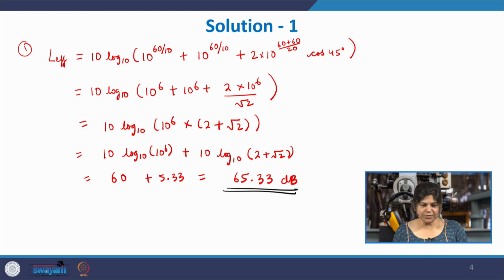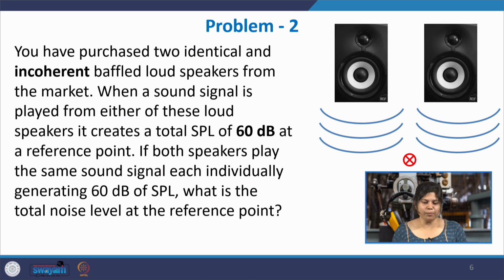Now, what happens when we have the same problem, the same two speakers which are baffled, which means they generate a spherical wavefront, and they are incoherent in nature? The sound signal is played where individually it generates 60 dB at this point, and if both are now present simultaneously, what should be the overall noise level?